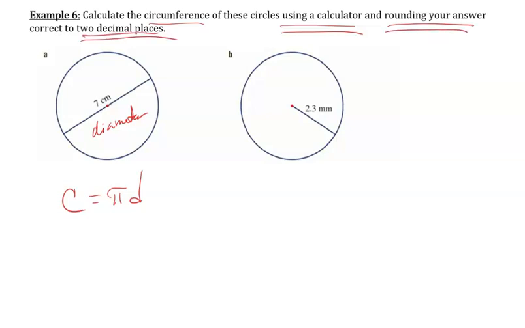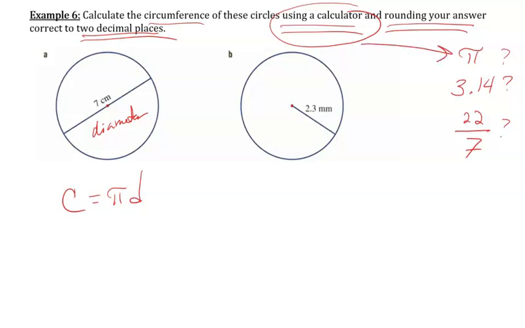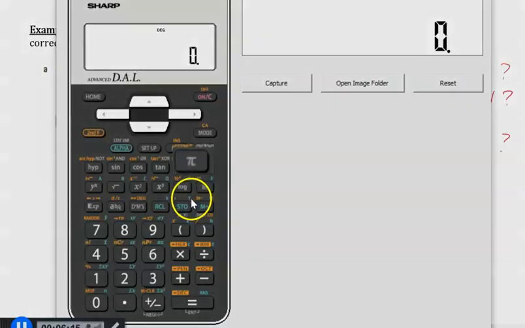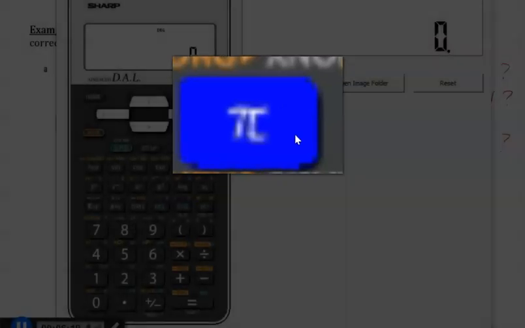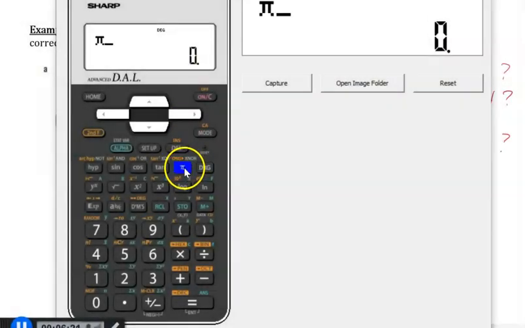So that's really important, because remember, pi can be pi. Pi can be an approximation like 3.14. Pi could be 22/7. So the question will usually tell you which of these you're going to want to use. In this case, using a calculator means we're going to use that one. So let's look at our calculator. There's actually a specific button on your calculator that is pi. So we can just do pi times, what was the diameter?